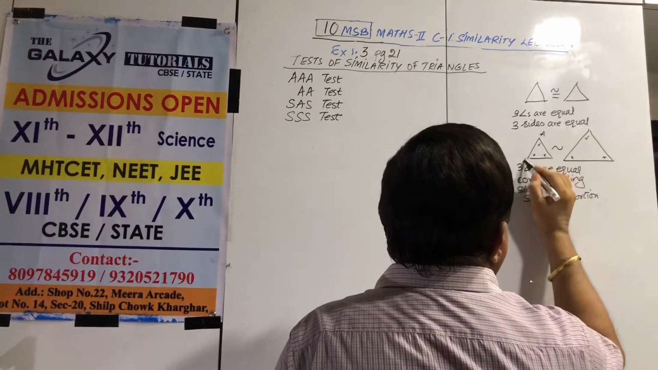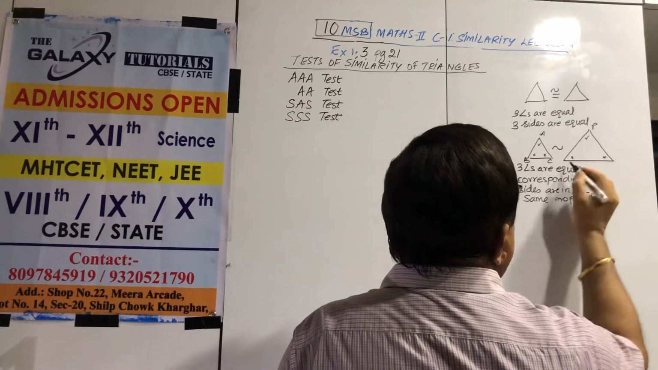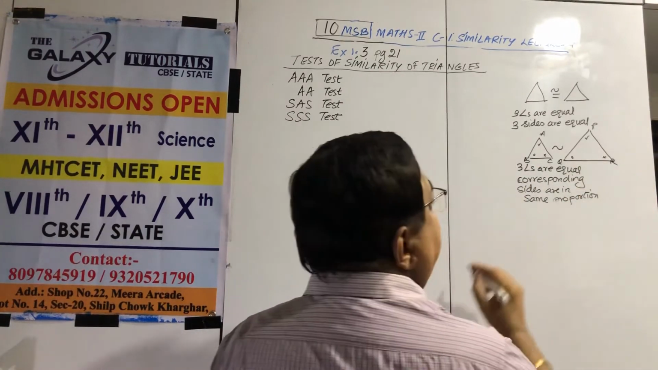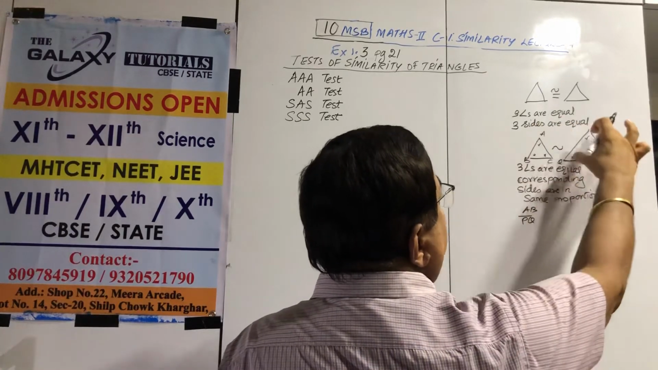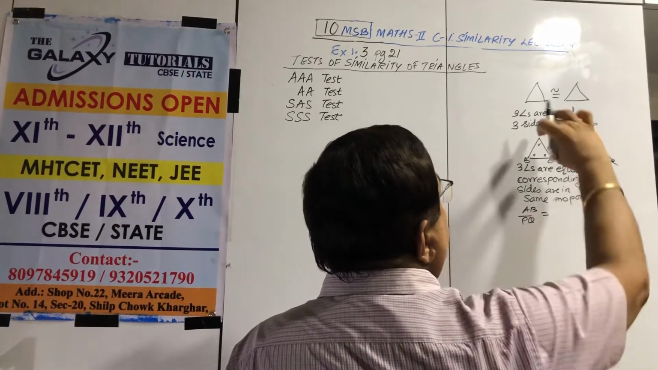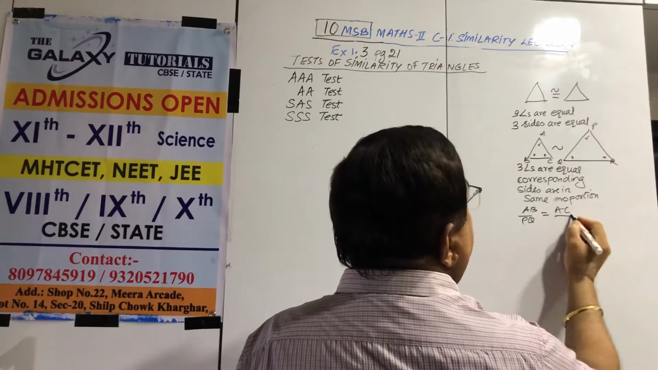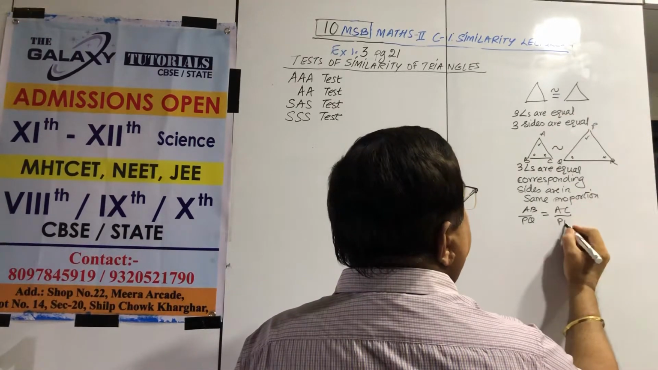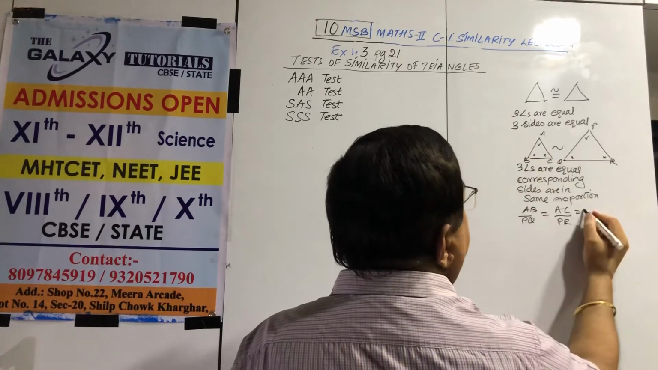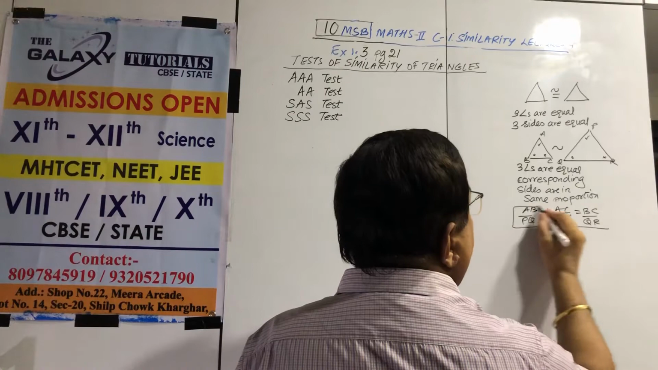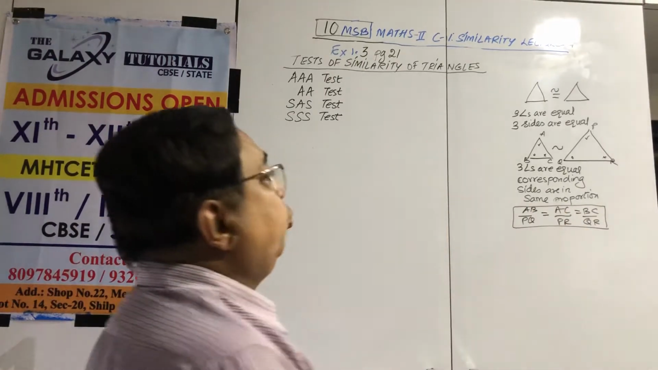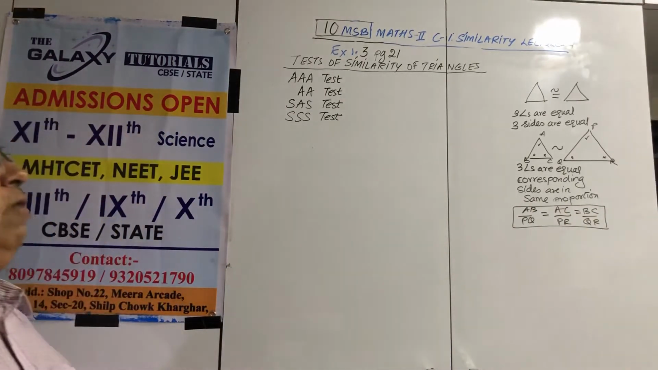So I have ABC, and I have PQR. In this case, AB upon PQ, this side upon the corresponding side, ratio is equal to AC upon corresponding side PR, is equal to BC upon corresponding side QR. This is what I will require for exercise 1.3 when I prove that the triangles are similar. Please keep this in mind.